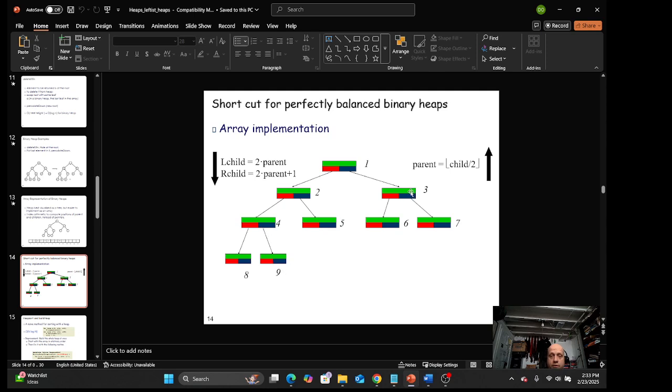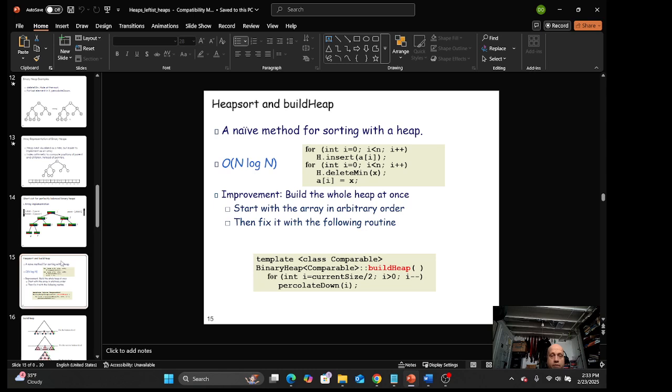We can try it over here. 3 times 2 is 6, and 3 times 2 plus 1 is 7. Correspondingly, if I have 7 and I divide it by 2 and round it down, indicated by this, it's going to give me the associated array reference.